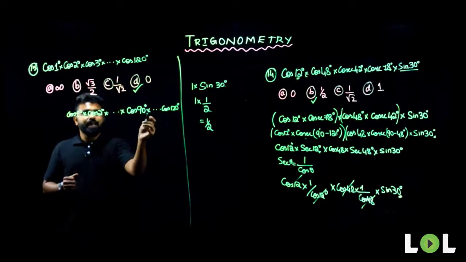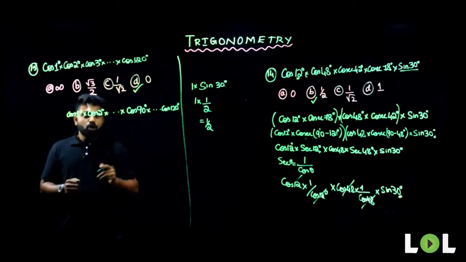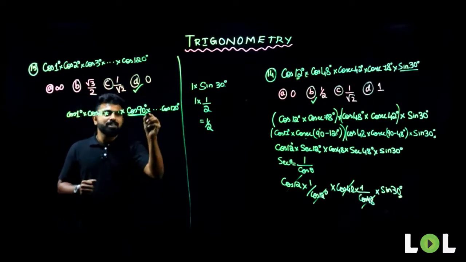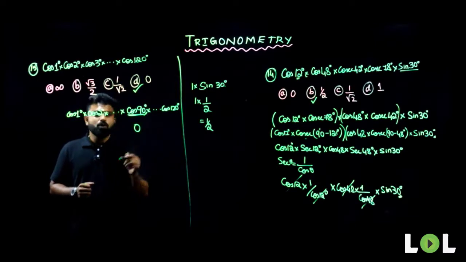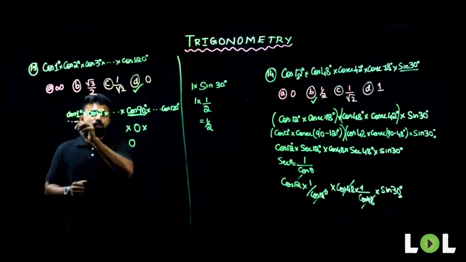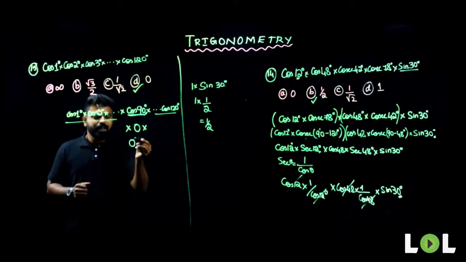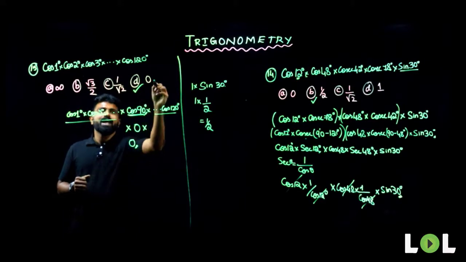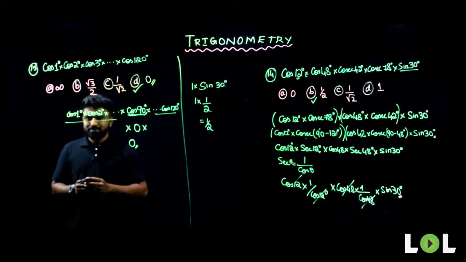So 90 degrees lies between 120 and 1. So we all know what is the value of cos 90 degrees. The value of cos 90 degrees is nothing but 0. 0 into any number gives you what? 0 only. So I need not solve for any other term. I can directly write it as 0. So what will be my final answer? My final answer here will be 0.